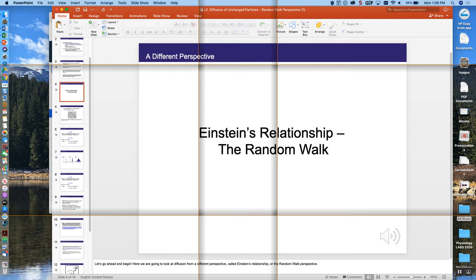C would be the correct answer, right? So let me just step you through it. The net flux will become zero as it reaches diffusional equilibrium.